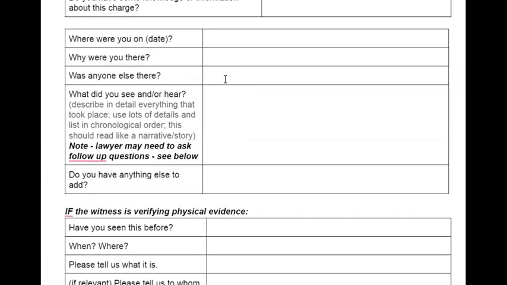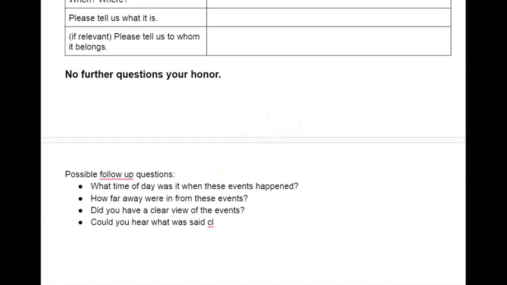Okay, so if your witness gets stuck, right, so they're forgetting their testimony or not saying everything that you thought they would say, you can ask them follow-up questions. I have some examples down here. If you don't feel like they're giving enough detail, you can ask, well, what time of day was that? Or do you remember the date? Was it this date? If they don't remember, you can prompt them with the date yourself. How far away were they? Did they have a clear view? Could you hear what was said?